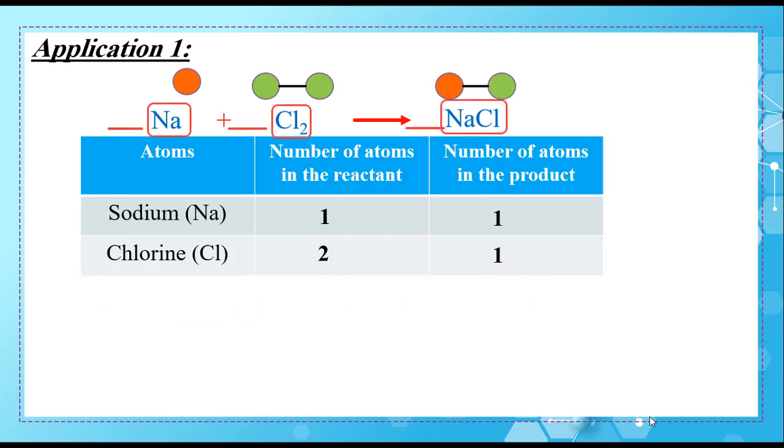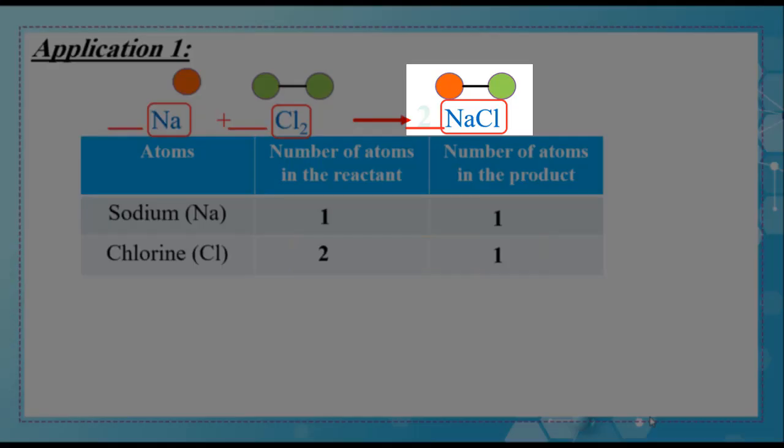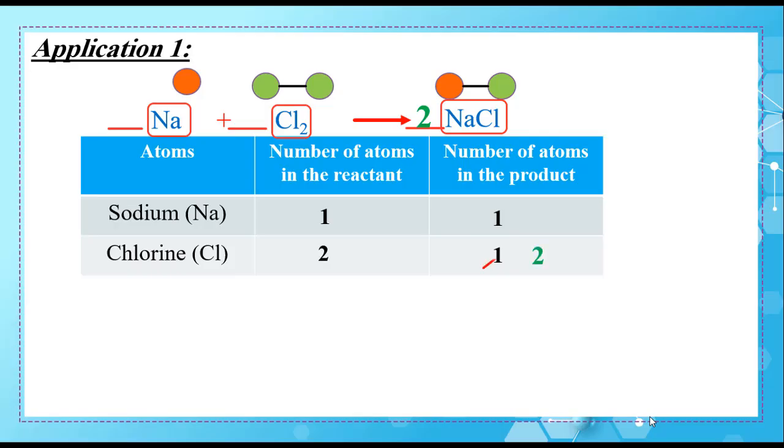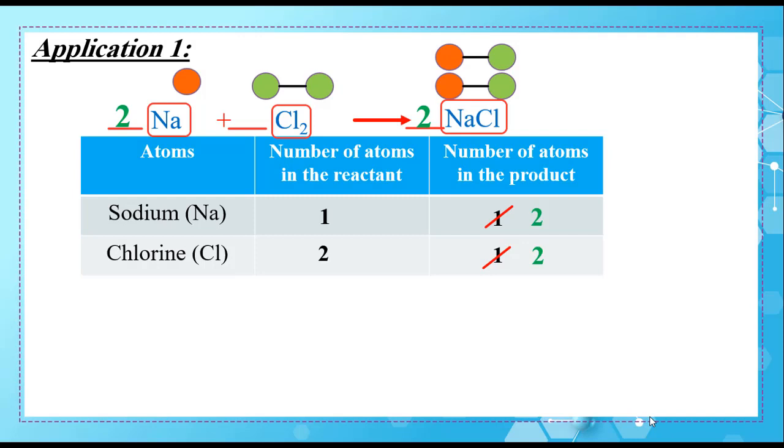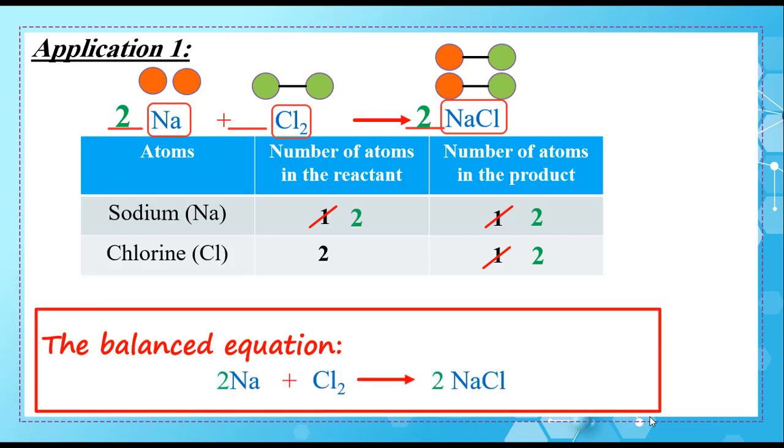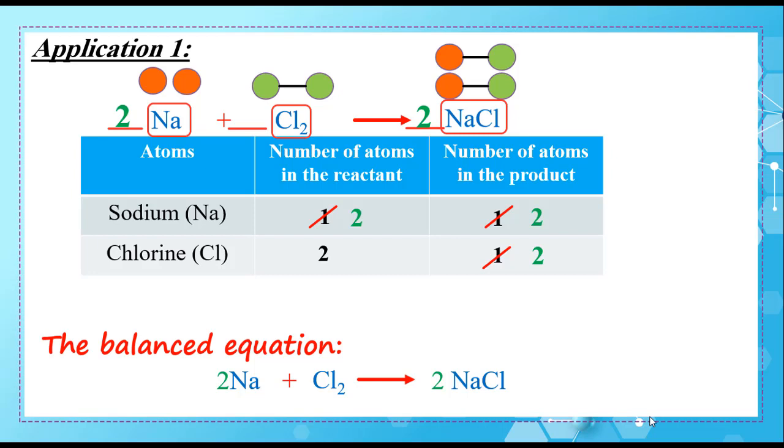Let's see. To balance the number of chlorine atoms in this equation, you can start by adding coefficient 2 in front of NaCl, so that the number of chlorine atoms in the product will change into 2. Also, the number of sodium atoms in the product will change into 2. To balance the number of sodium atoms, you can add coefficient 2 in front of Na, so that the number of sodium atoms in the reactant will change into 2. The balanced equation will be 2Na plus Cl2 produce 2NaCl.